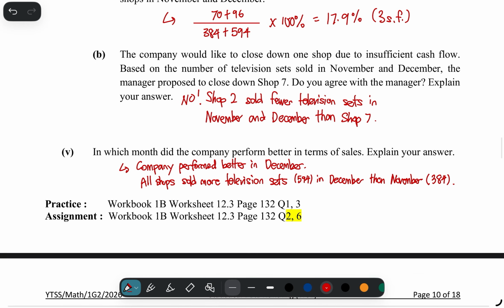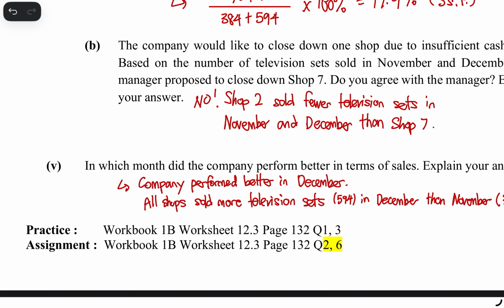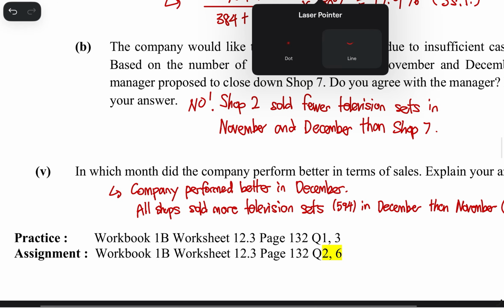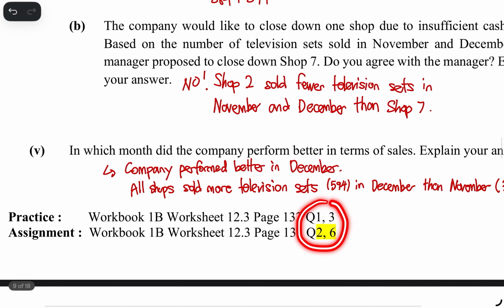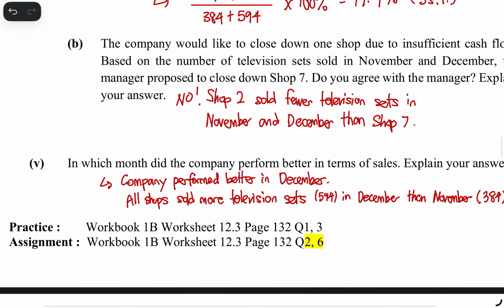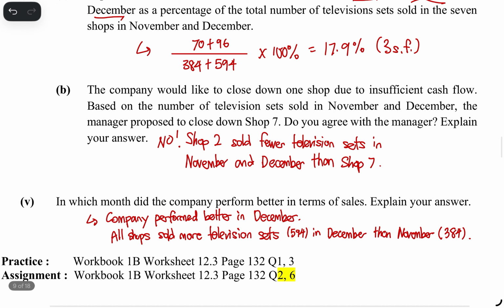Okay, once you're done, I'd like you to go and do your workbook question 1, 2, 3, and question 6. This will help you consolidate whatever we have gone through in this worksheet. Okay, alright, and that's the end of this part of this video.